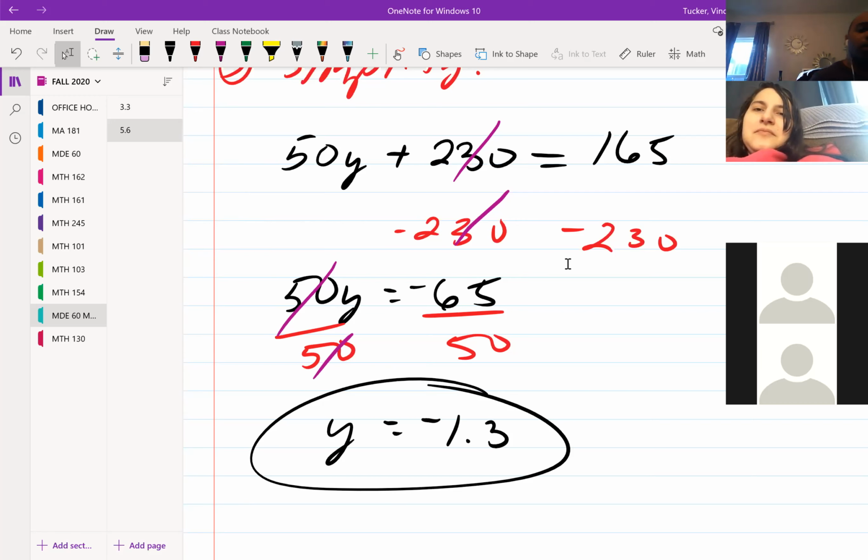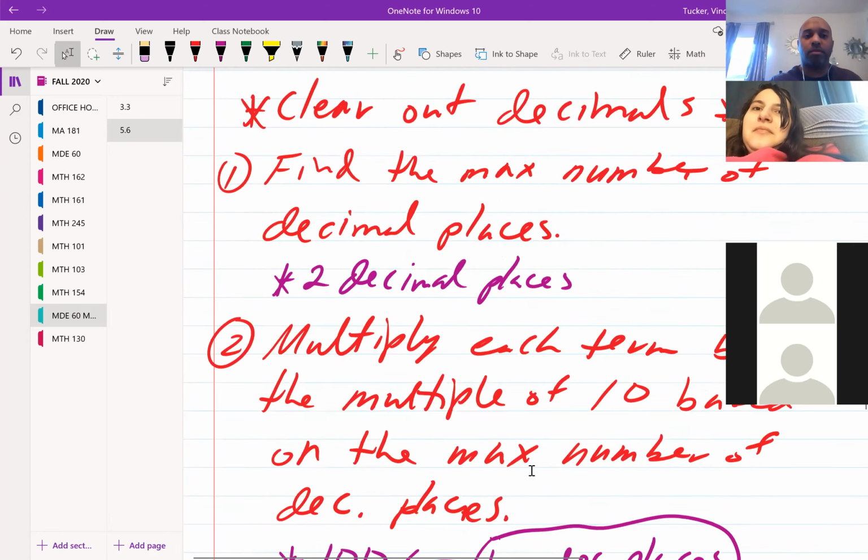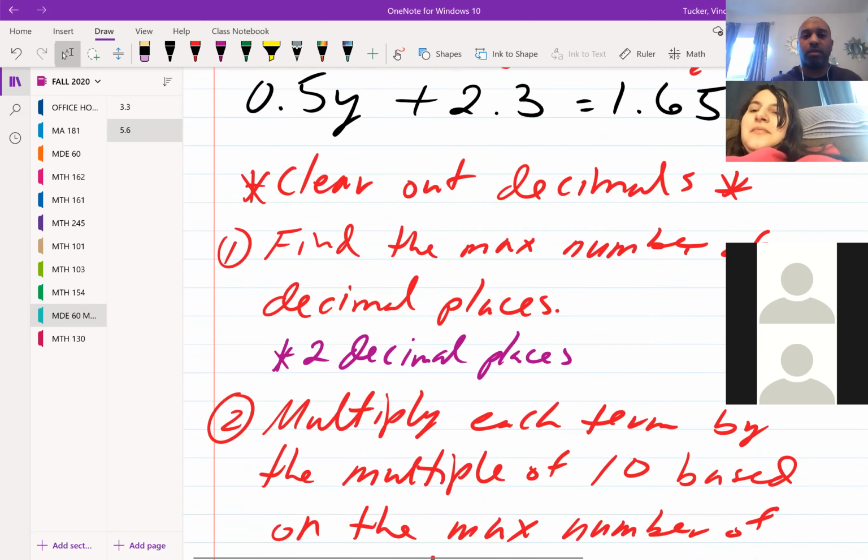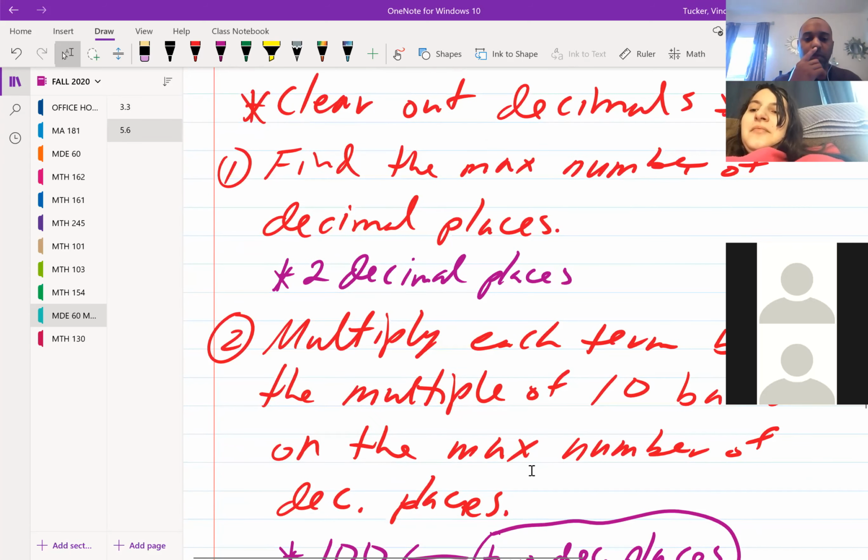All right. So now this one says, any questions before we? Yeah, could you scroll all the way back up so I could write that information down? All right. Tell me where to stop. The one that says clear out decimals. Yeah. All right, there you go.